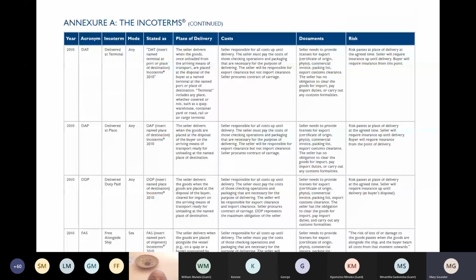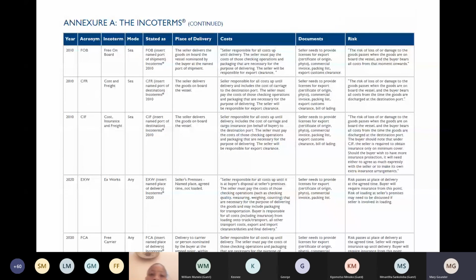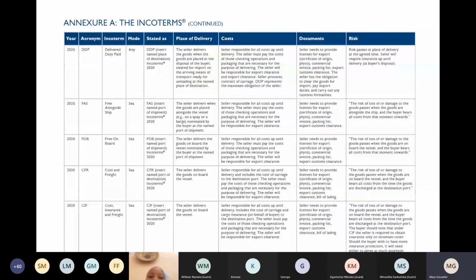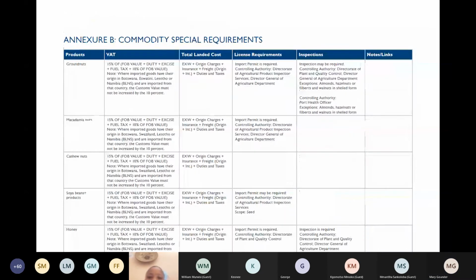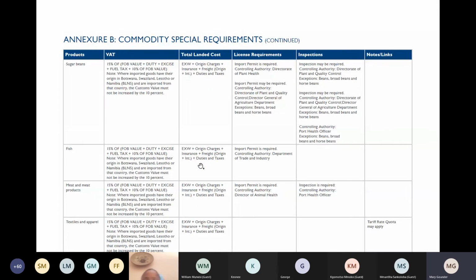So here's the rest of the Incoterms, and we've gone through every single one. And Incoterms 2020, which is very recent and not used as much, but if somebody wants to use Incoterms 2020, you have access to it and you'll understand what you need to do as a seller. So the next annex here is the commodity special requirements. So we've got honey here, we've got cashew nuts, and all the requirements of it.